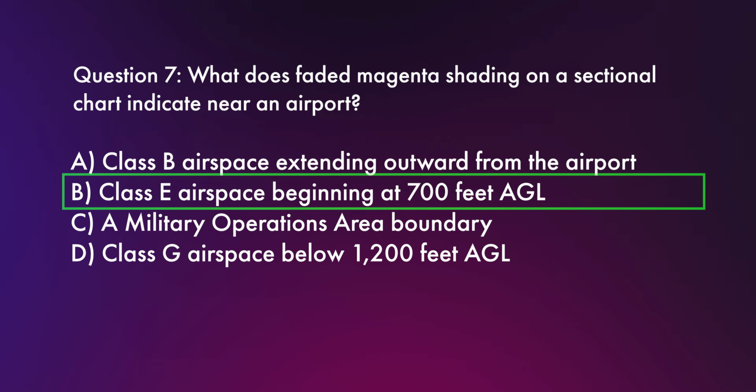The answer is B. Faded magenta shading indicates a Class E floor of 700 feet AGL rather than the standard 1200 feet. This lower floor protects instrument traffic on approach. As a drone pilot, you're operating below this floor, but understanding the symbols helps you read charts accurately and confidently, both on the exam and in the field.